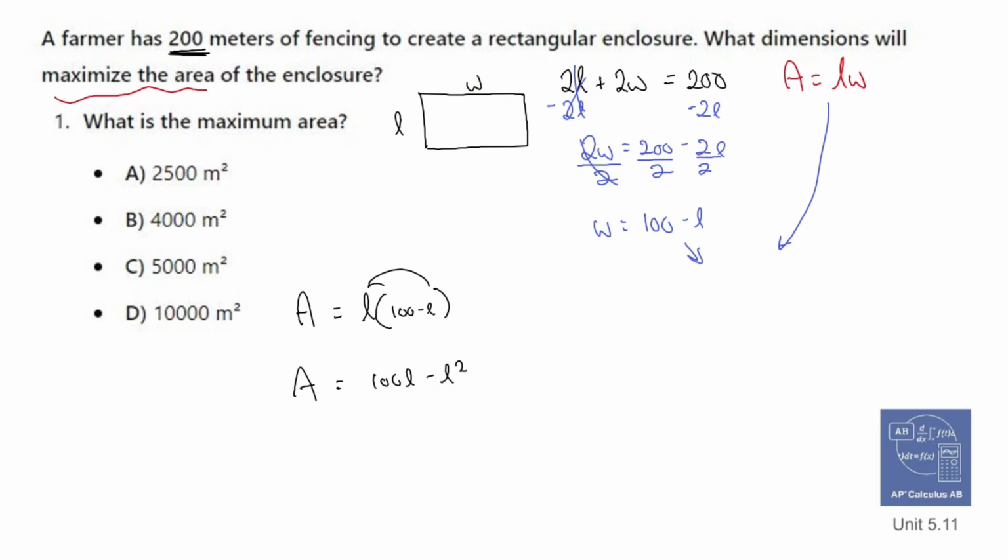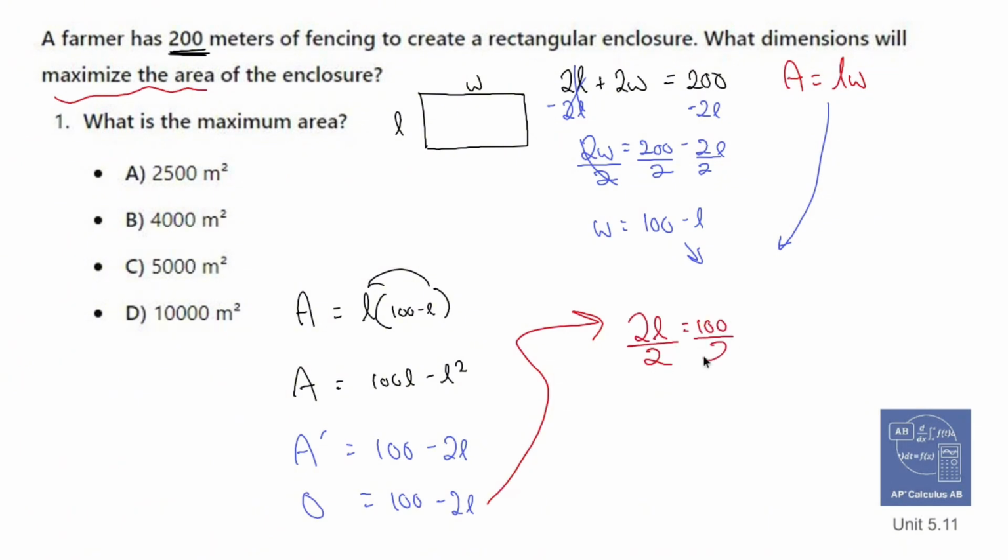Now let's take the derivative of that. A prime is going to equal 100 minus 2L. In order to find the critical points, you set it equal to 0. So 100 minus 2L equals 0. Let's add 2L to both sides. 2L equals 100. And my one and only critical point is going to happen at L equals 50, which means 50 exists at a maximum or minimum. And in this case, it's going to be a maximum because the numbers make it work that way.